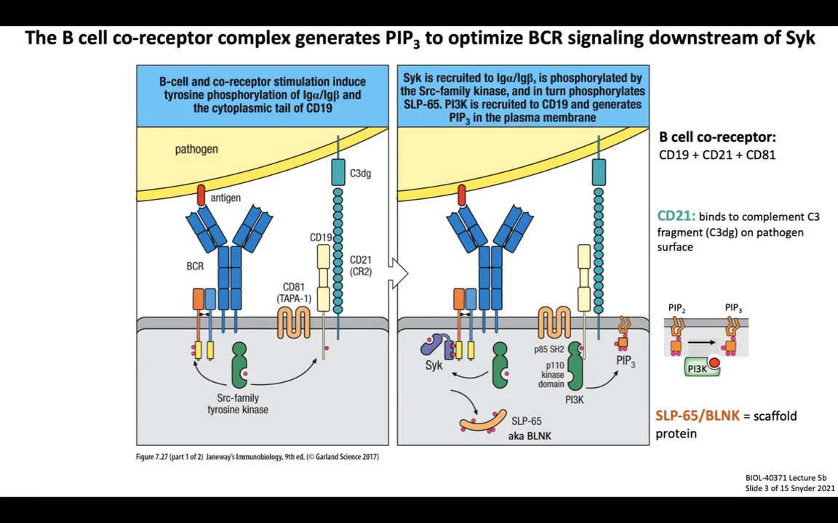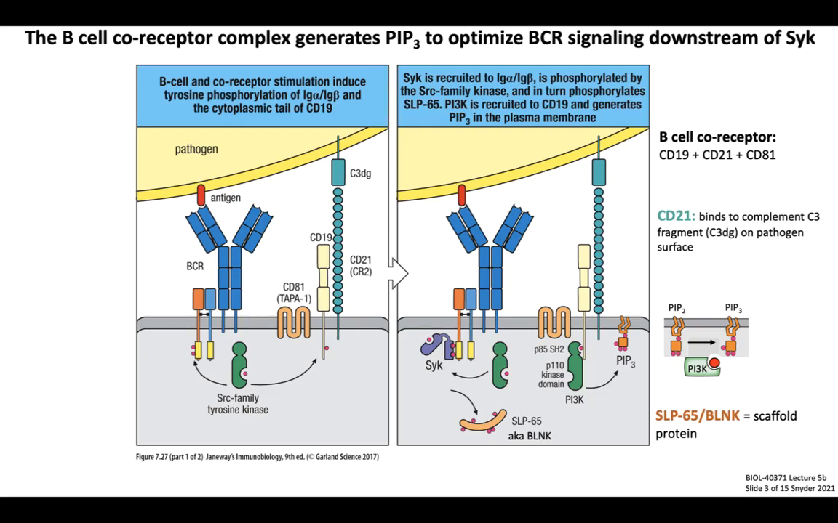B cells also have an analogous process to co-stimulation through CD28 that we saw in T cells. In B cells, this is achieved by a complex of accessory proteins called the B cell co-receptor complex, which consists of CD19, CD21, and CD81. CD21 binds to a form of complement C3 protein that's deposited on pathogen surfaces, so co-receptor activity occurs when the BCR is bound to an antigen on a pathogen that is also the target of complement activation.